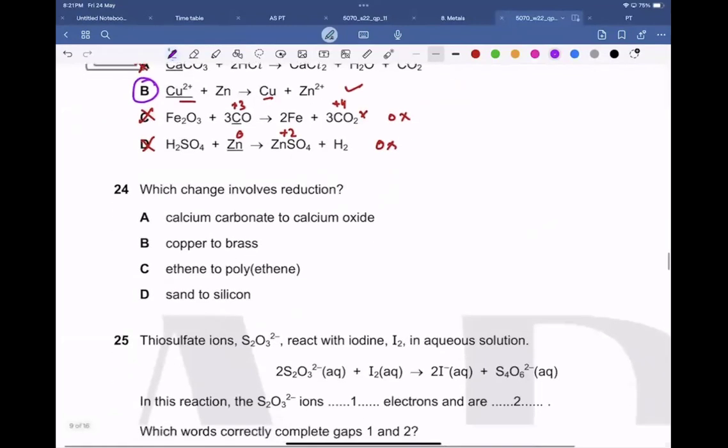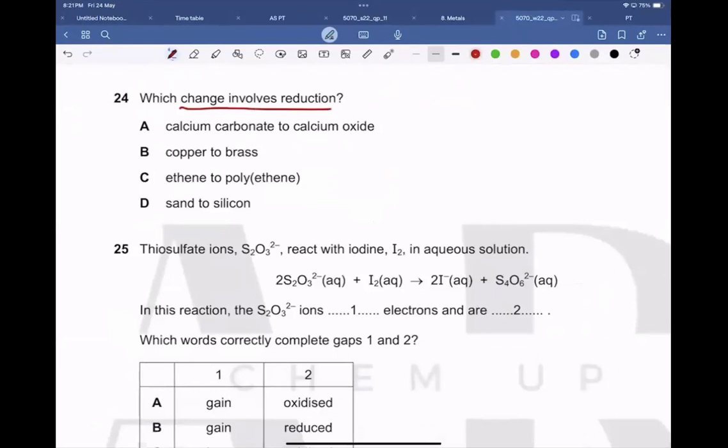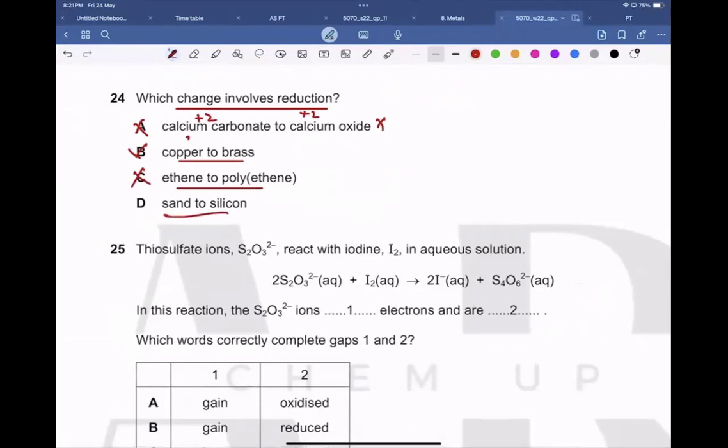Okay. Now question number 24. Which change involves reduction? Calcium carbonate to calcium oxide, so it's +2 and it's +2. So it's not reduction. Copper to brass. In brass, it's a mixture, so it remains copper. Ethene to polyethene, no. Sand to silicon. In sand, it's silicon dioxide, SiO2, and silicon is just silicon. So here its oxidation number is 0. Here its oxidation number is +4. So it's reduction. Yeah, B is the correct answer.